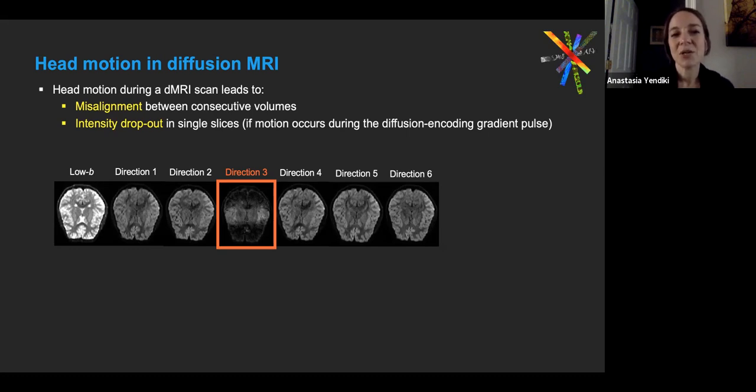So in addition to the typical misalignment that we get between the consecutive diffusion weighted images as the subject is moving their head, there's also another type of effect in diffusion weighted images: sometimes we see some of these super dark slices. So we have intensity dropout in individual slices if the head motion occurred while the diffusion encoding gradient pulse was being applied. Obviously we can correct for the misalignment between consecutive volumes by registration, but this kind of intensity dropout is harder to correct.